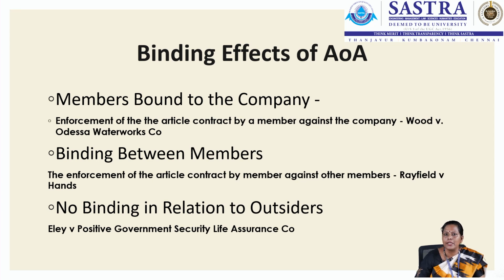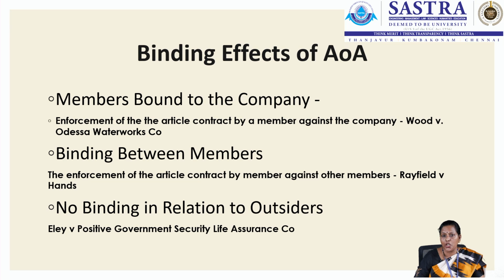Mr. Eley was the solicitor of the company. He did not involve himself in any kind of unlawful activities, but the company sacked Mr. Eley from the post of solicitor. So Mr. Eley went to the court stating that as per the articles of association, the solicitor cannot be sacked unless the solicitor involves himself or herself in unlawful activities, and he said he was not involved in any of it, still he was sacked.